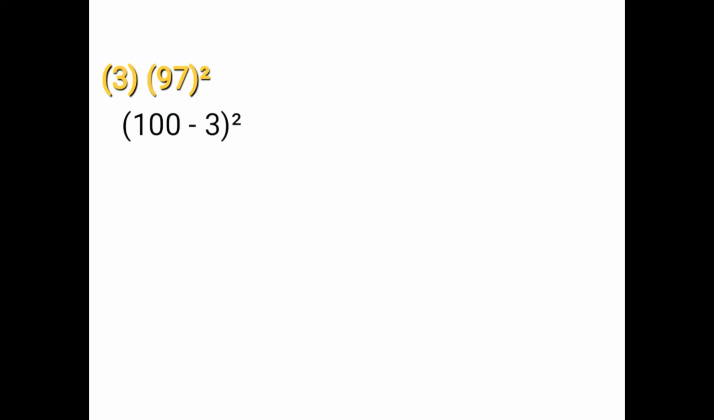Now after 97, which number is coming with 0 in the unit place? Count after 97: 98, 99, 100. 0 in the unit place is coming at 100. So how much difference is there to get 97? 3 difference. Count it: after 97, 98, 99, 100. So there is a difference of 3. 100 minus 3 is 97 square. So this way you have to do it.